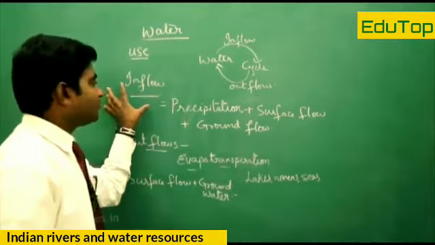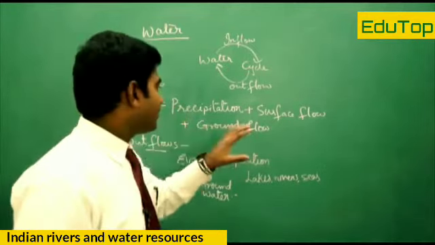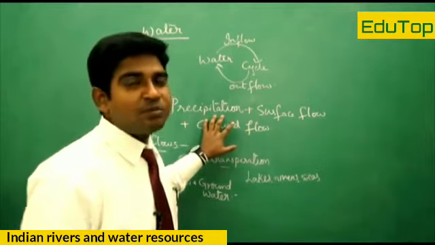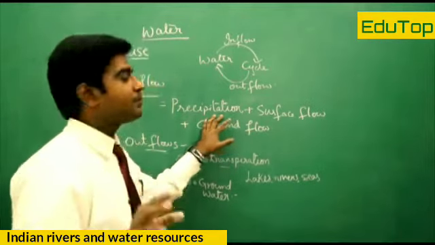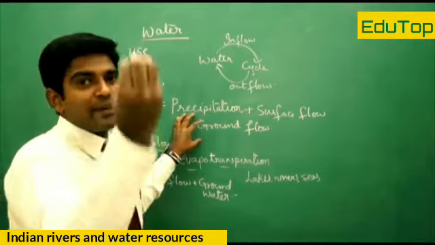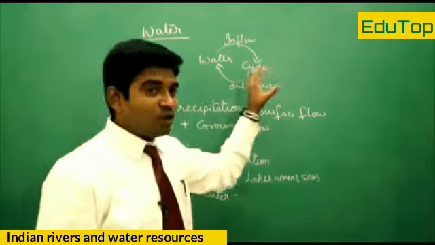Now let us see what the inflow is here. Inflow of any water content is precipitation. Precipitation may be rain, hail, dew, snow, anything, which the water gets evaporated up and moves up. Then it forms into the clouds.